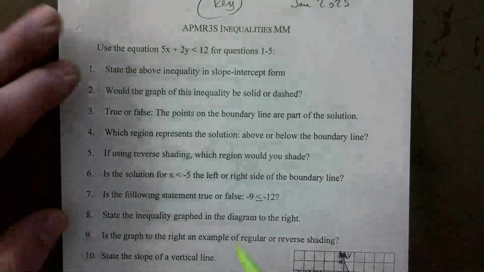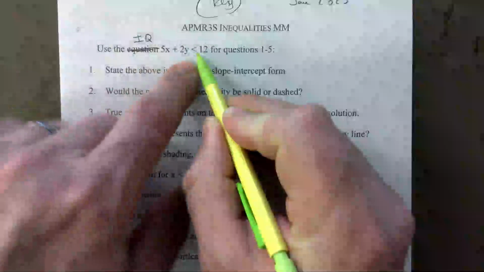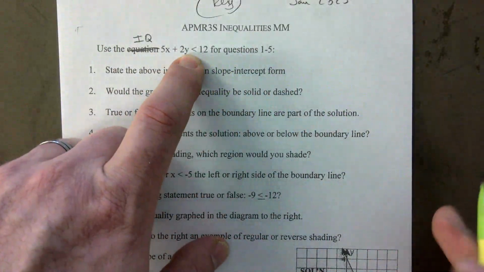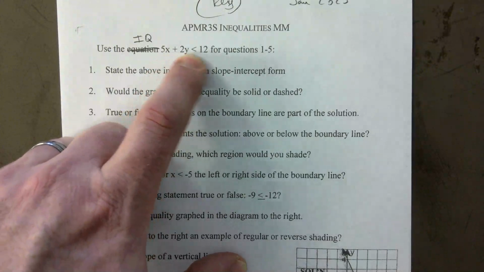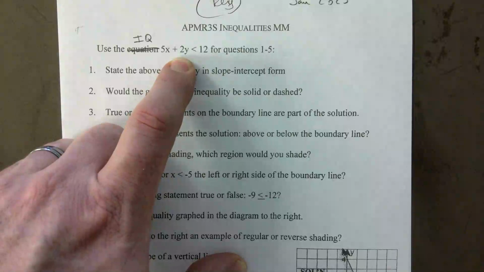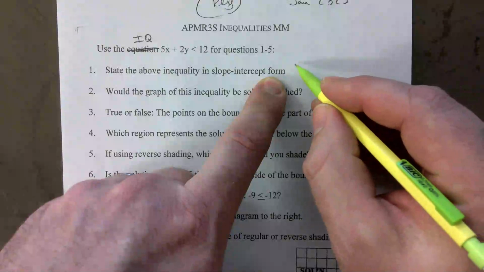Okay, so use the equation. It shouldn't say equation, it should say inequality, because as soon as you have that inequality symbol, it turns into an inequality, even though there's a boundary line that has the same equation, right? Same notation. State the above inequality in slope-intercept form.